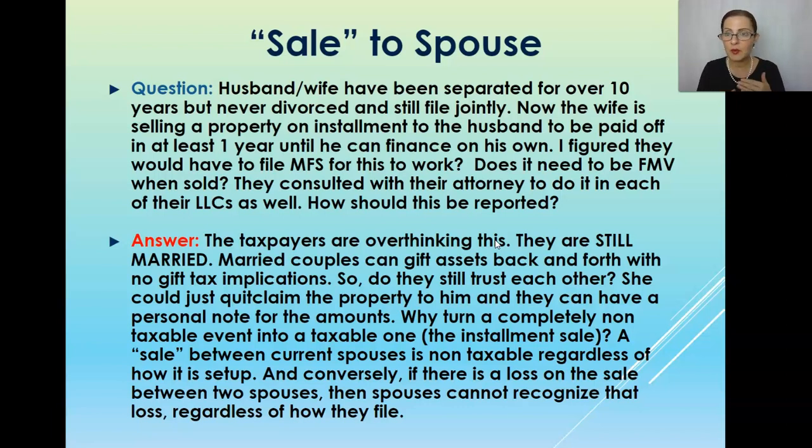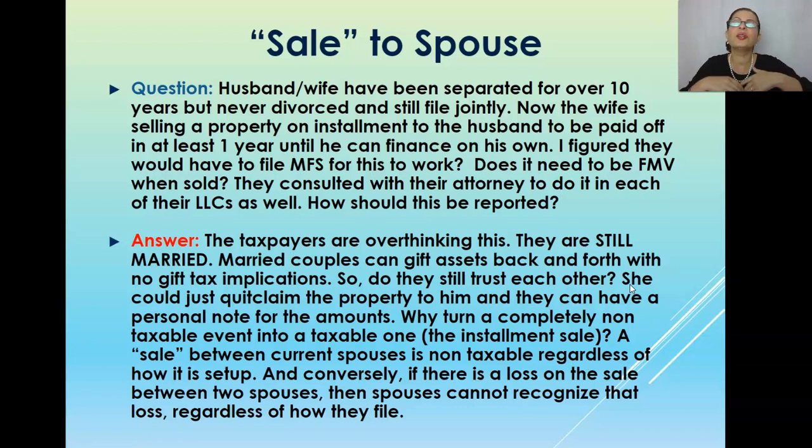And the tax preparer wants to do some kind of a cockamamie scheme where it's an installment sale and one has to recognize gain. And no, you don't have to do any of that. Okay, they're still married. Married couples can gift assets back and forth with no gift tax implications. You don't have to report anything if they're U.S. citizens. So do they trust each other? That's the only question you have to ask. She could just quitclaim to him and they can have a personal note for the amounts. Why turn a completely non-taxable event into a taxable one?